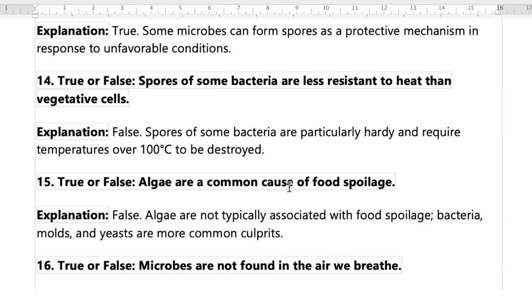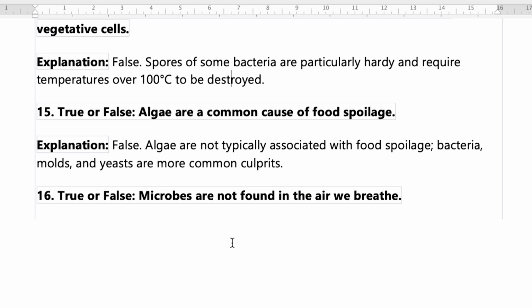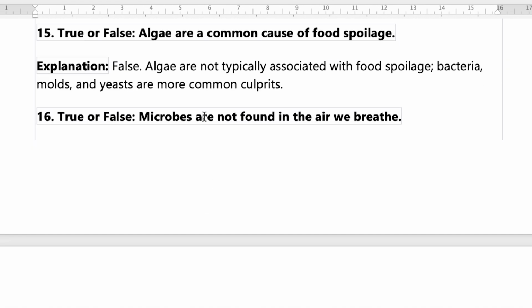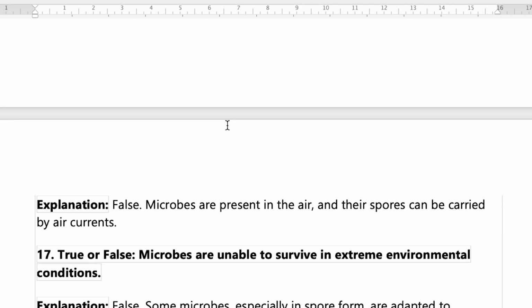Fifteen, algae are a common cause of food spoilage. Here they explain that algae are not typically associated with food spoilage. Only bacteria, mold, and yeast are more common. Okay, number sixteen, microbes are not found in air. This is wrong, of course, because they are everywhere.